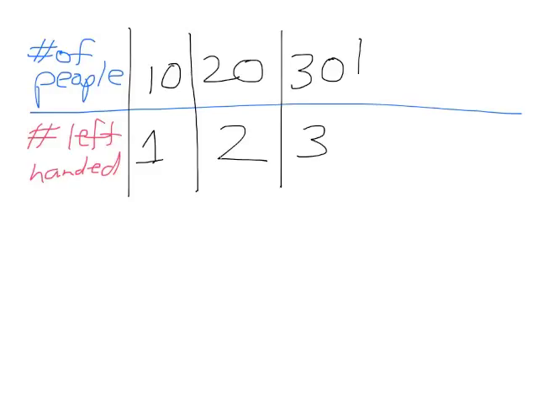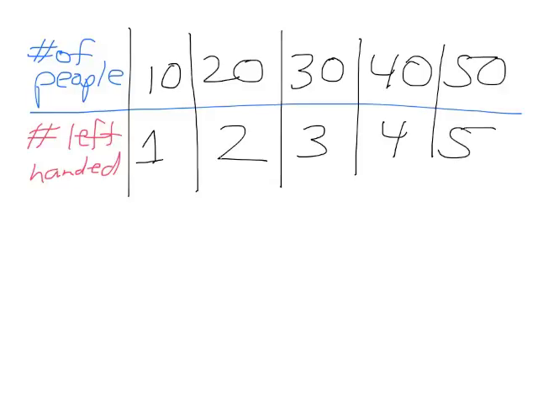Mm-hmm. And let's just take this out a little bit farther. 40 people would be 4 left-handed, and 50 people would be 5. But that's only 50, so we need to keep going, and this could be a really big chart. I wonder if there was some easier way, by looking at the chart, if there was a pattern we saw that we could use.